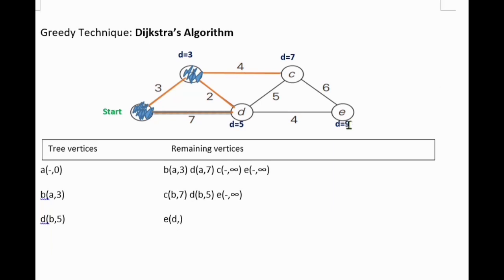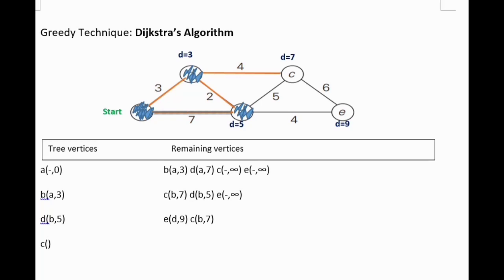The distance of E has already been updated. Then we copy the other remaining vertex, that is C, adjacent to B, and its distance is 7. Node D is a visited node. Let's move to node C. C has a current distance of 7.